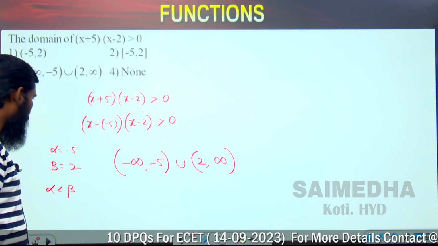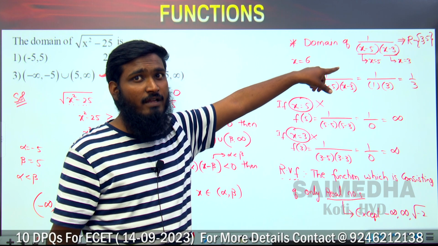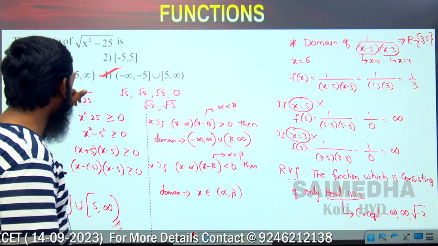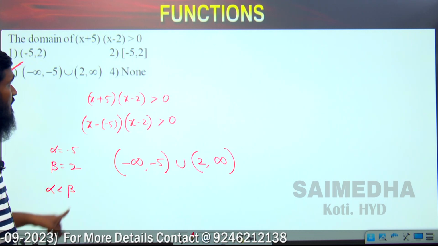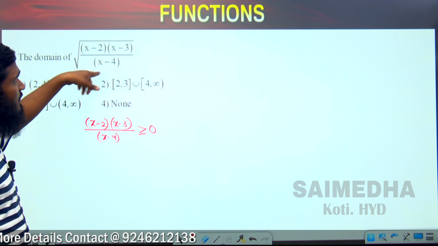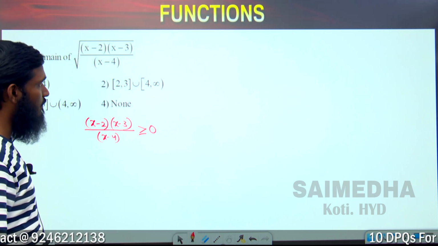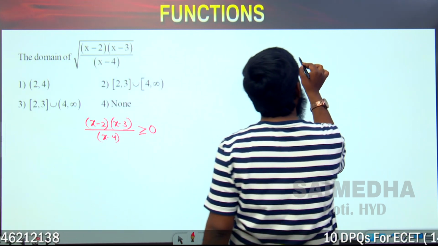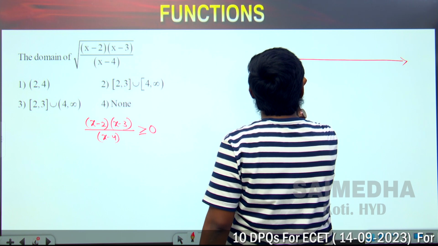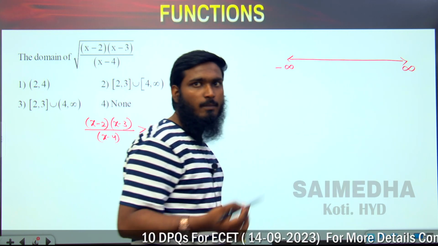I have told you how to write when we are having factors in the denominator, when we are having an under root concept, and when we are having quadratics. Then if we have different factors in the numerator and denominator like this, what do we do? Now listen carefully. We will use the number line concept over here. On the number line we take minus infinity on one side and plus infinity on the other.